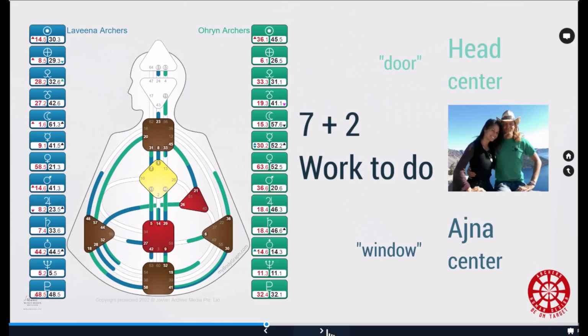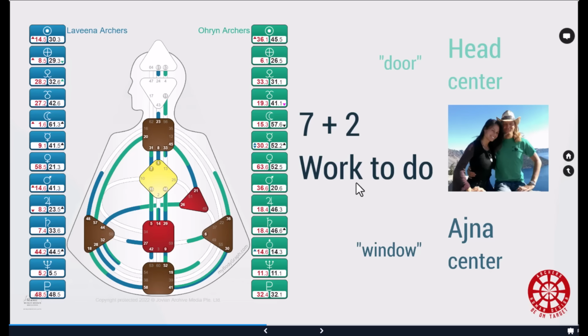Okay, now here's where we get to one of the challenges in your design, your relationship design. The nice thing about this is that most people who have this configuration, 7 and 2 work to do, find the work very fulfilling. And the nice thing too is that Lavina is one of those people that needs a lot of space in the relationship. So do you. A space to be yourself and to do your own thing and to go your own way. And the work in this relationship is to keep the relationship together.